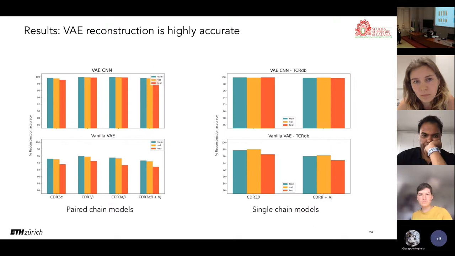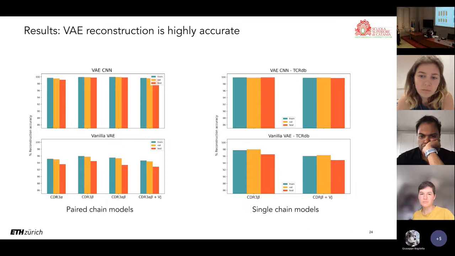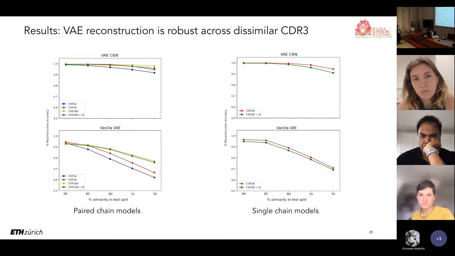We can see there that the reconstruction accuracy is very high for the CNN VAE model, about 98% across all the splits, and slightly lower for the vanilla VAE, which is above 92% by single gene reconstruction accuracy. This is valid for both paired chain and single chain models. Then we took from the test set sequences that are 85 to 70% similar to those found in the training sets, and we observed that the CNN is way more robust in keeping the reconstruction accuracy high on more and more dissimilar sequences. That is not the case for the vanilla. Specifically, the CNN model on the concatenation of the alpha and beta chain, the CDR3 alpha beta, is the best in terms of robustness. And this is valid for the paired chain and single chain models.